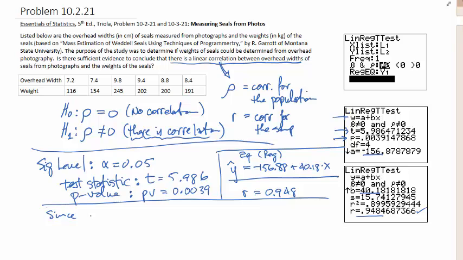So I'll say since the p-value is, this looks like it's less than alpha, and just put those numbers down to make sure we do our comparison, 0.004 is less than 0.05, we reject the null hypothesis. So we reject the null hypothesis, which means we support our alternative hypothesis.